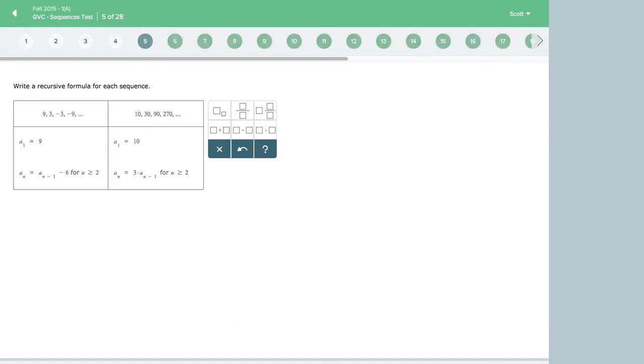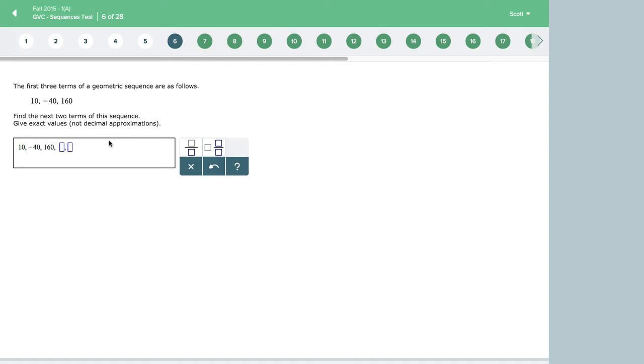Okay, let's move on to number 6. The first 3 terms are given. Here they are right now. Find the next 2. Well, what's happening? We know it's geometric, so we're going to divide. We take this number divided by the first number. So negative 40 divided by 10 is negative 4. And does that make sense? Let's do it again. 160 divided by negative 40 is negative 4. So the ratio is negative 4.